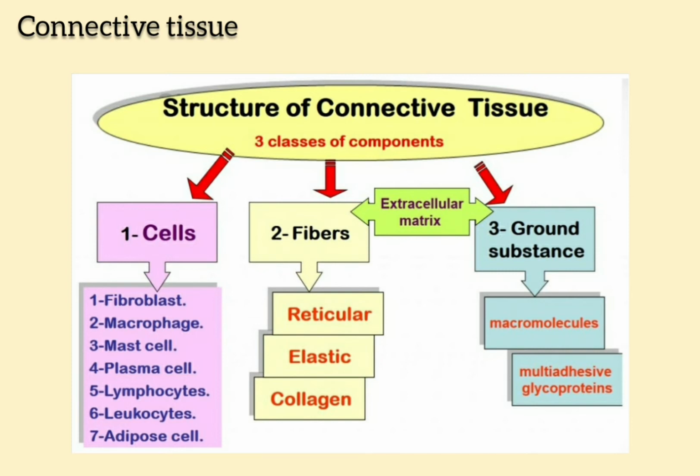The primary cell of the connective tissue is fibroblast. Its function is to maintain the extracellular matrix of the connective tissues. Other cells are cells of the immune system and adipocytes. Then there are specialized cells like in cartilage there are chondrocytes and osteocytes in bone. So there are cells that make up the connective tissue.